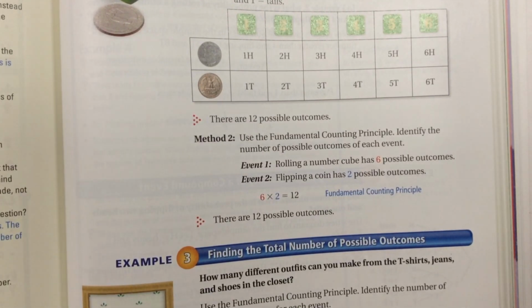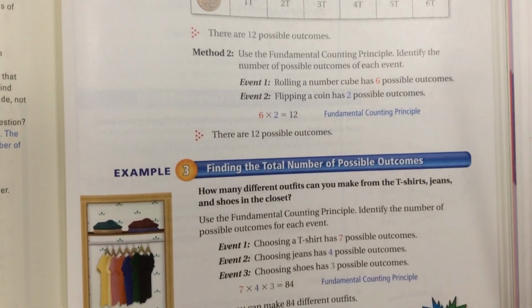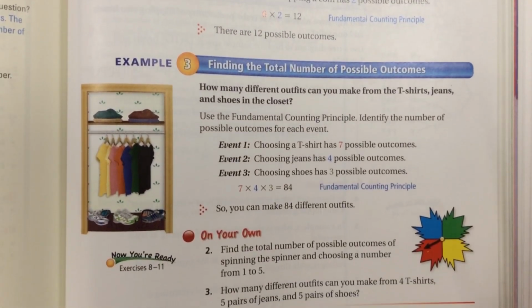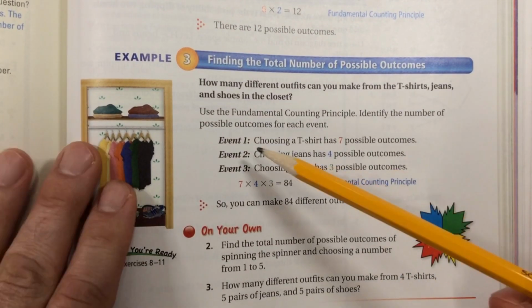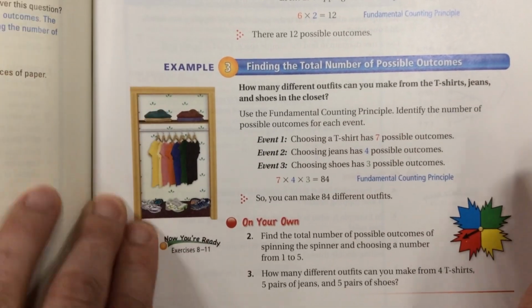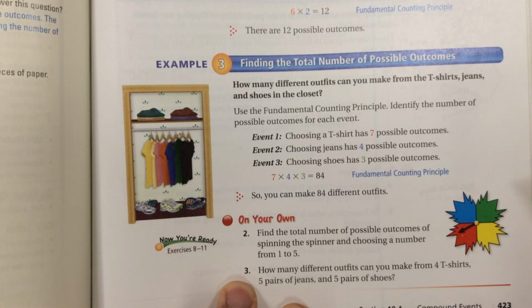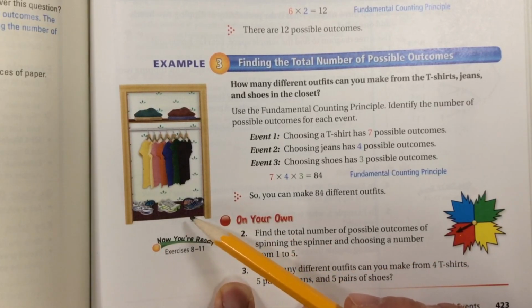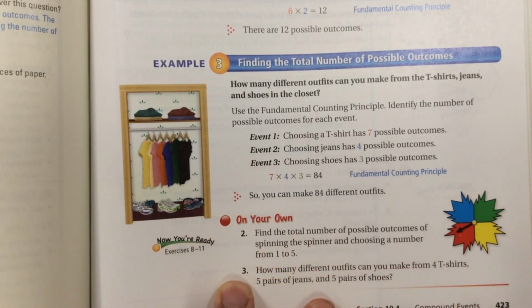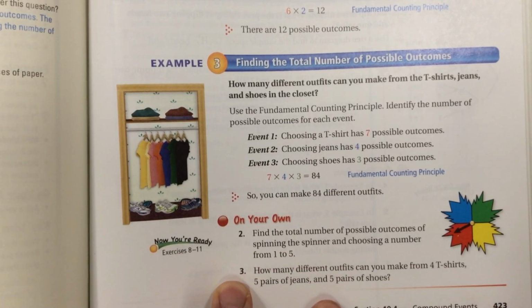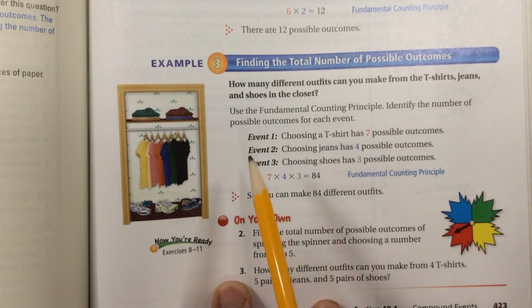Now, how many different outfits can you make from the t-shirts, jeans, and shoes in the closet? And you might be thinking to yourself, hey, we're in a stay-home order in the state of Michigan. I haven't put shoes on in weeks, and I've been wearing the same clothes for 5 days in a row now. However, let's pretend that that's not happening.